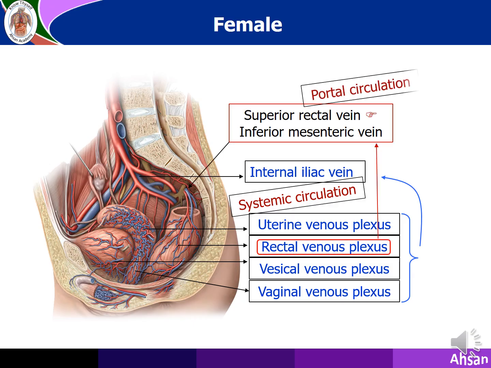But you can see this is the superior rectal vein that continues above as the inferior mesenteric vein, and this one is the portal circulation. I'll describe this portal circulation with the abdomen cavity proper.